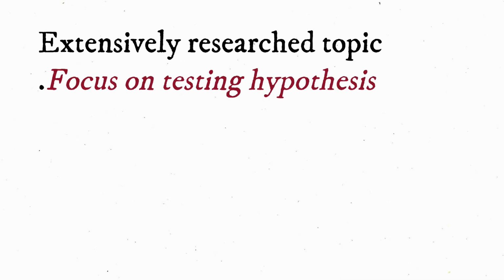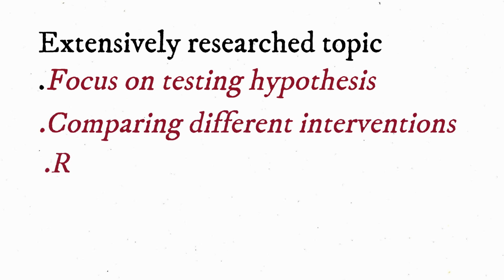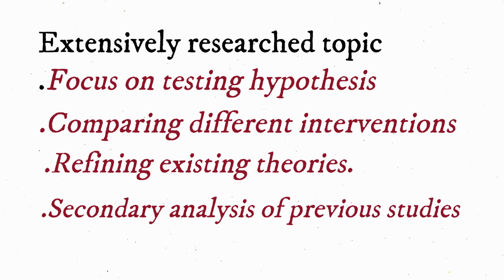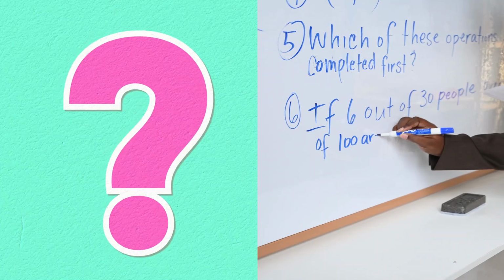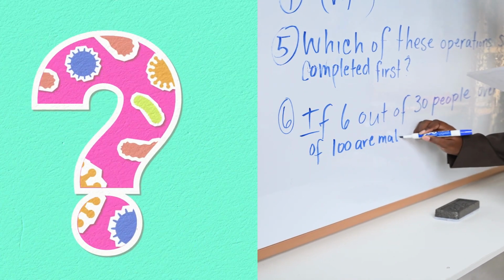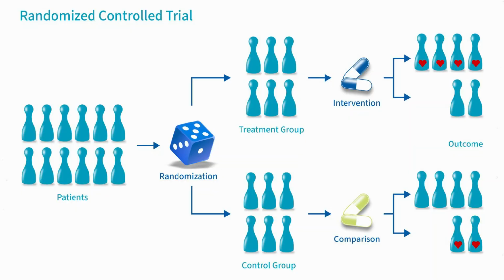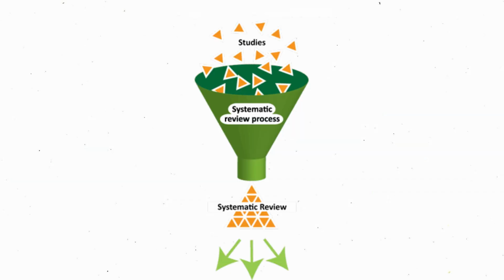If your topic has been studied extensively, your research might focus on testing a specific hypothesis, comparing different interventions, or refining existing theories. You might even do a secondary analysis of previous studies to build on the evidence. For these kinds of questions, you'd likely want a more structured and rigorous design like a randomized control trial, a cohort study, or even a systematic review.